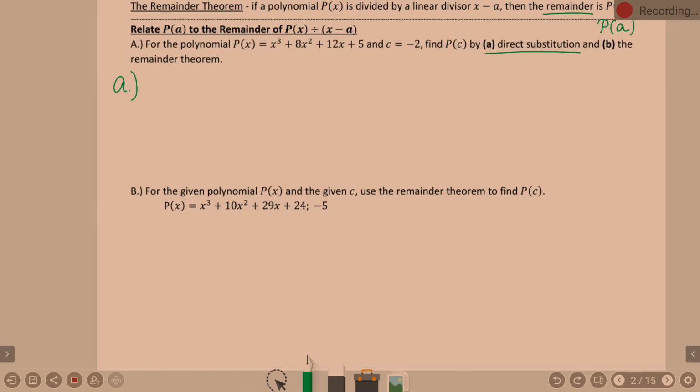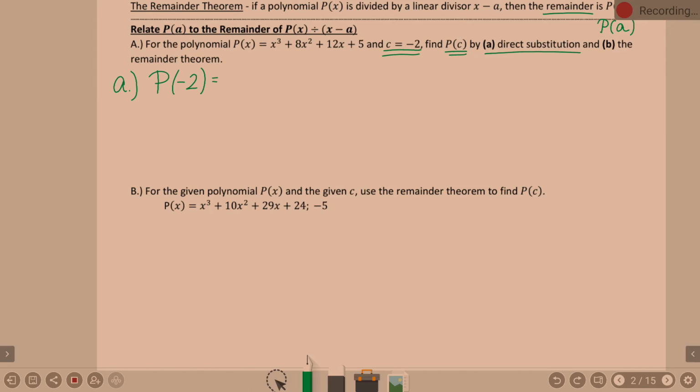So direct substitution. They want us to find P of C. Well, what is C in this particular problem? -2. They want us to find P of -2. Now notice, this isn't X minus 2, is it? Or C minus 2, is it? This is C equals a number, right? When they give you C or A equals a number, you use that number as is. Don't change the sign. So, direct substitution says I can just take -2 and plug it into the equation.